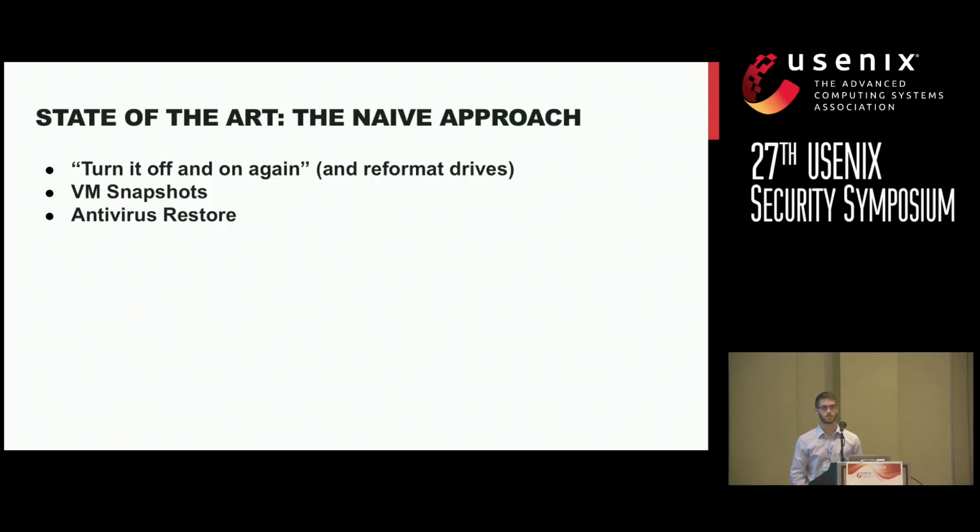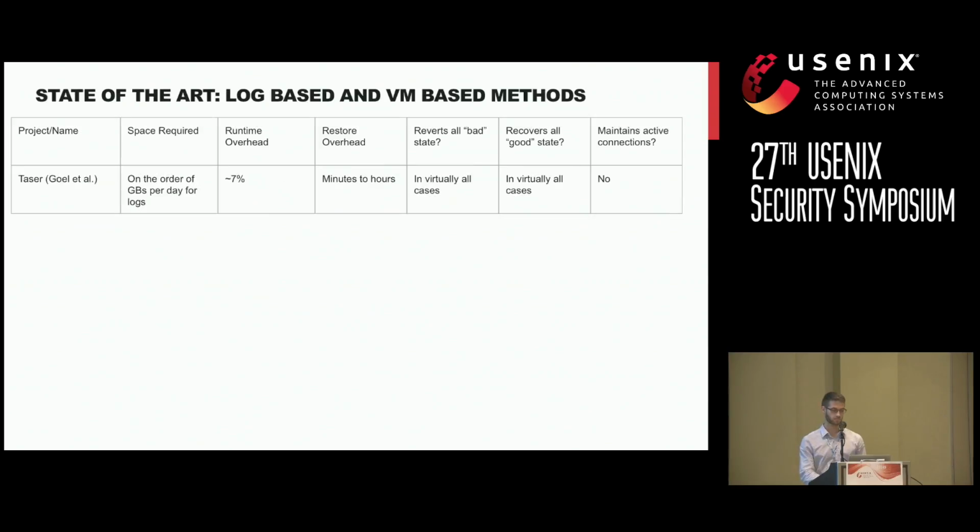There are also off-the-shelf antivirus tools that can attempt to undo the changes done by viruses and malware. However, in practice, these are not very effective, and there have been many papers showing that at best they get about 80%, but often lower than that, for undoing the malicious changes done by malware. So in terms of the state of the art for more robust approaches, there are two categories: log-based and VM-based approaches.